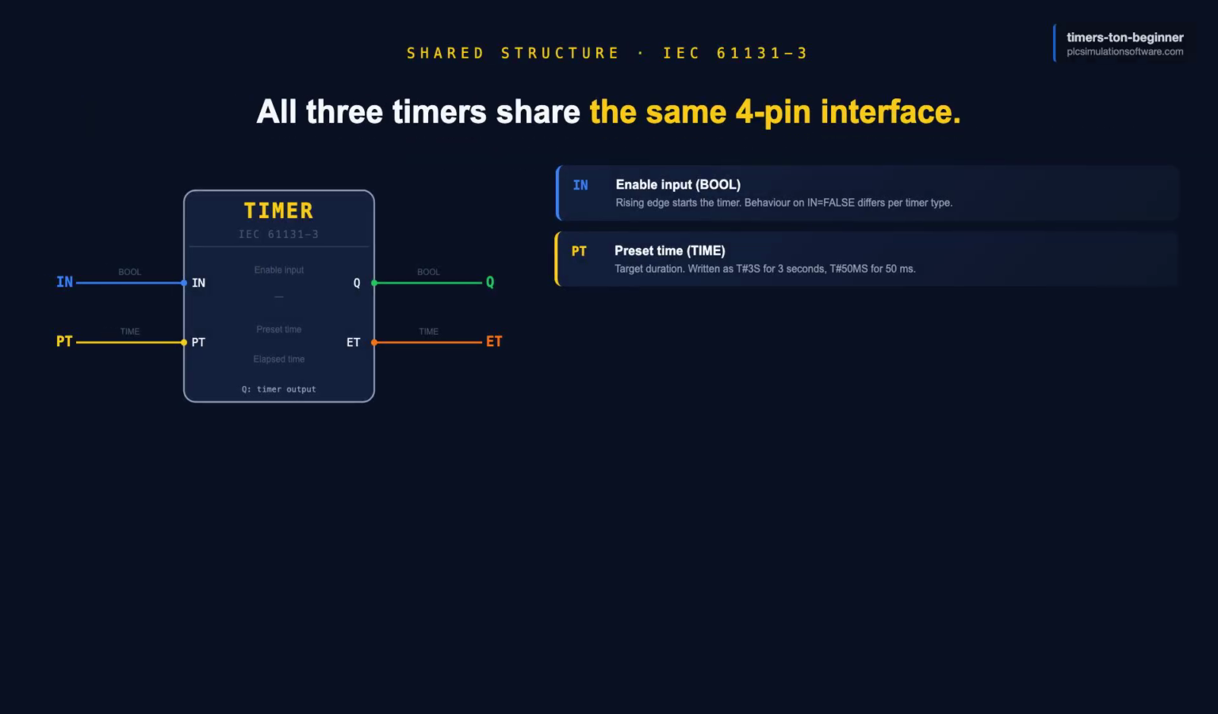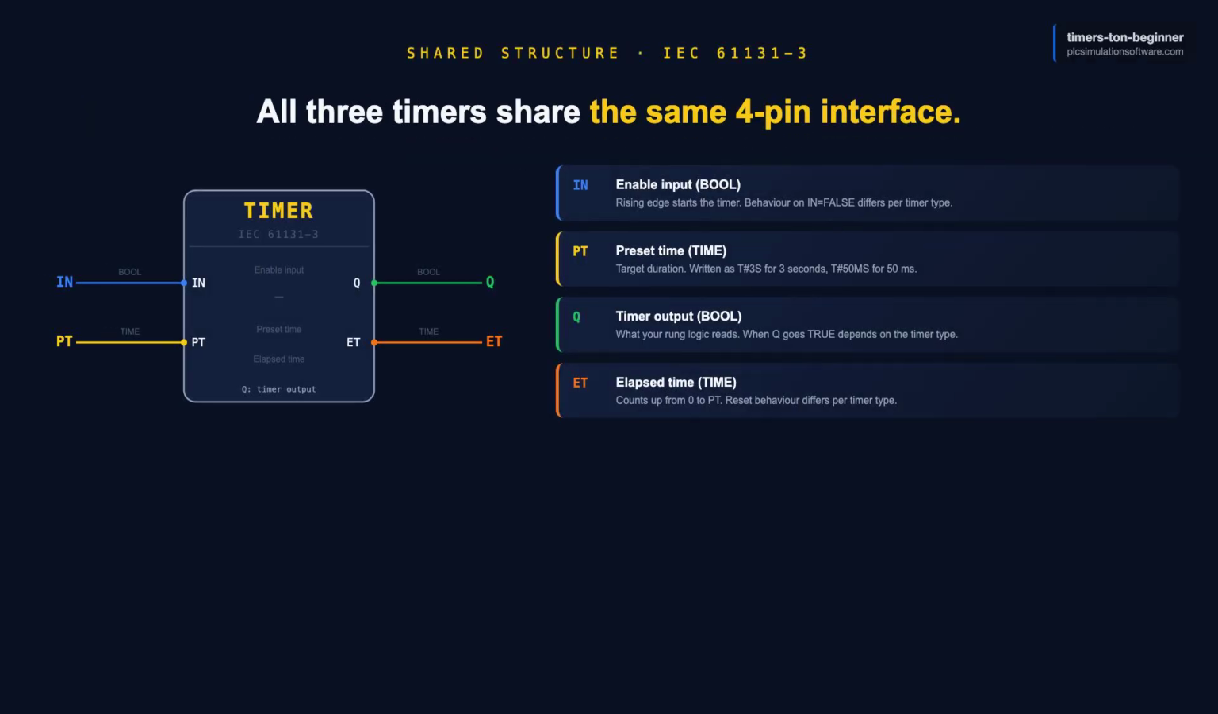Every modern PLC timer follows the same shape. The IEC 61131-3 standard defines it. There are 4 pins. The IN pin starts and stops the timer. The PT pin sets the preset time in seconds or milliseconds. The Q pin is the timer output, a Boolean bit that other rungs read. And the ET pin is the elapsed time so far. ET is a value, not a bit, so other rungs can read how much time has passed.